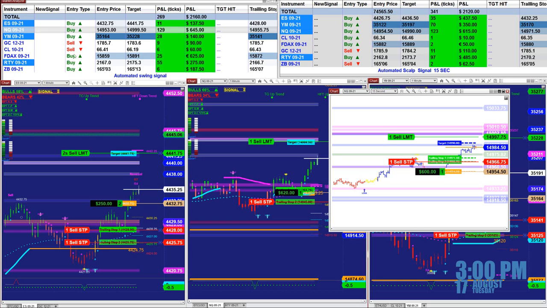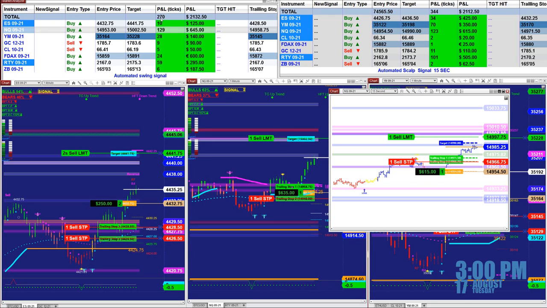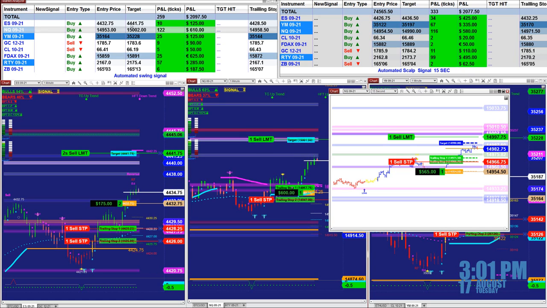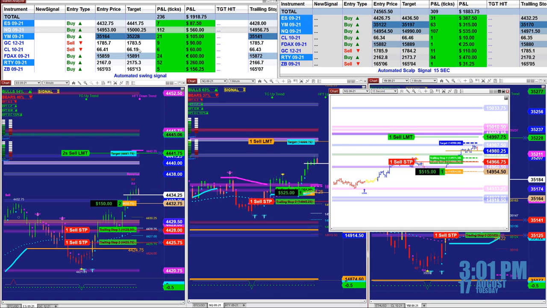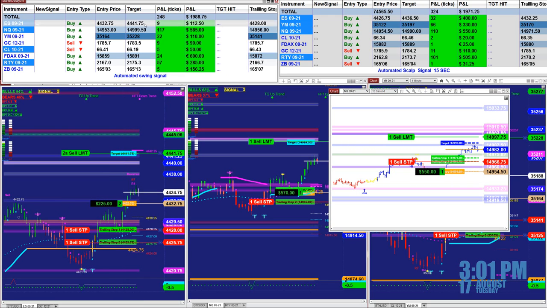On the left upper corner, as you see from the last entry signal, not the whole day, the last entry signal is 270 ticks into profit based on one contract. The ES buy signal, 44.3275, target 44.4175. As you see, we are using two contracts here. The ES on the market analyzer is based on one contract, here is based on two contracts.